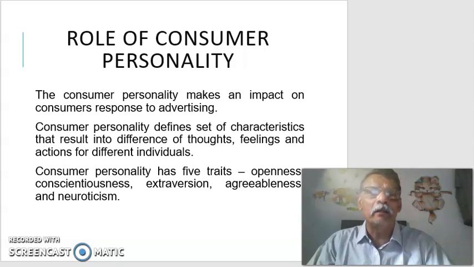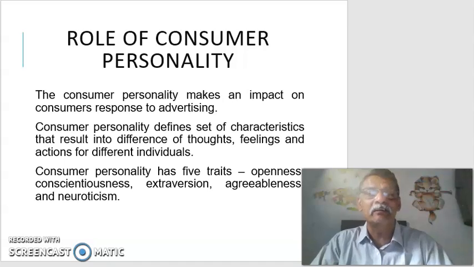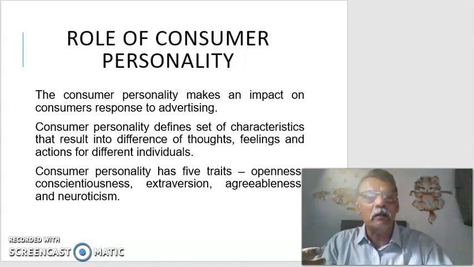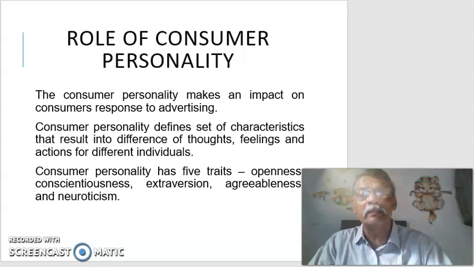Now, the next part in consumer personality is: what is the role of consumer's personality? Whenever a product is sold or a purchase pattern is happening, the consumer personality's role is the major, you can say, positive or obstacle in the completion of purchase decision.